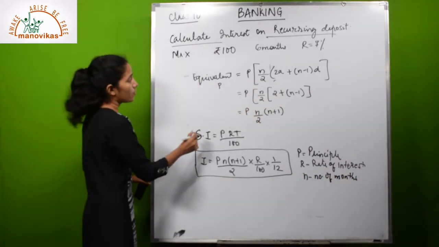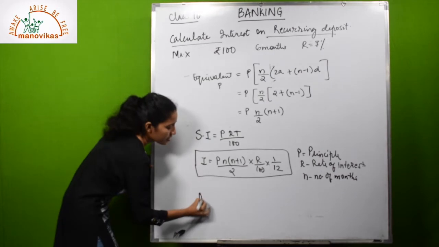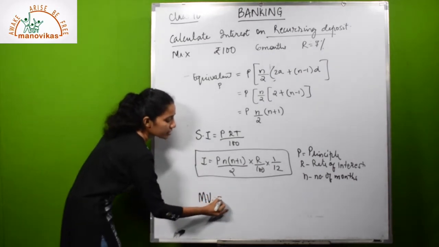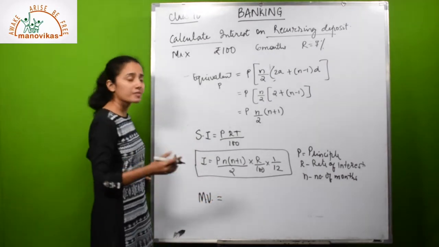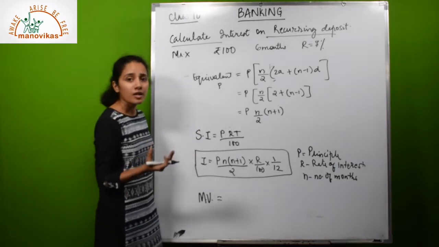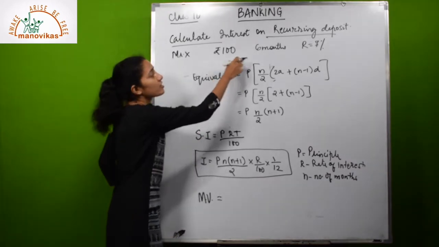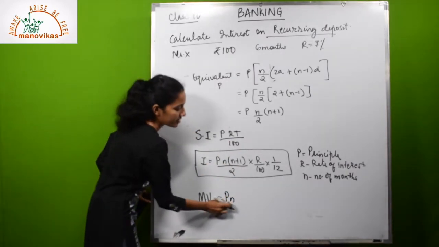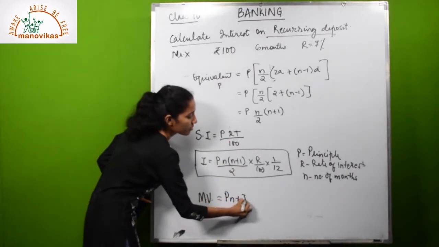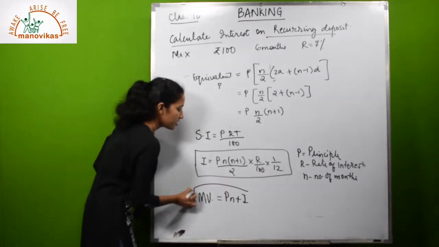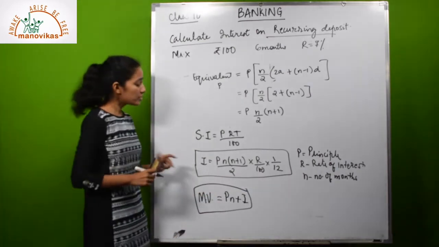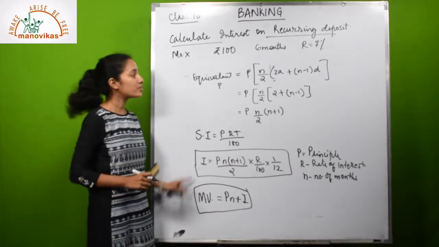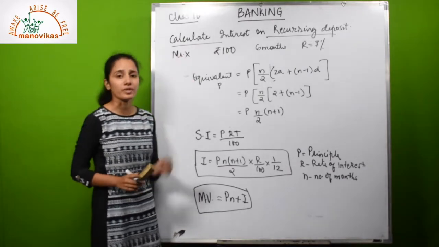Okay, now after this you have to calculate the maturity value. Maturity value is nothing but the total money after 6 months. So that will be the total principal in that 6 months along with the interest. That will be the matured value. So using these two formulas, we will be solving examples in this topic.